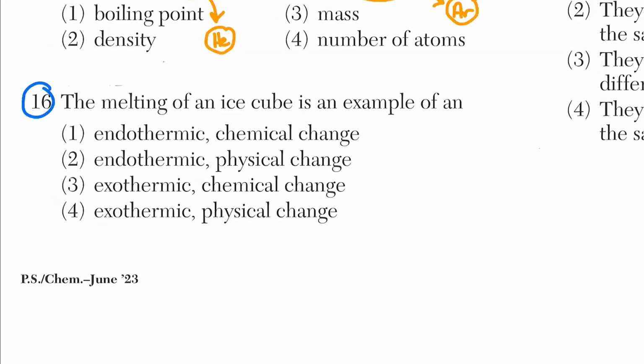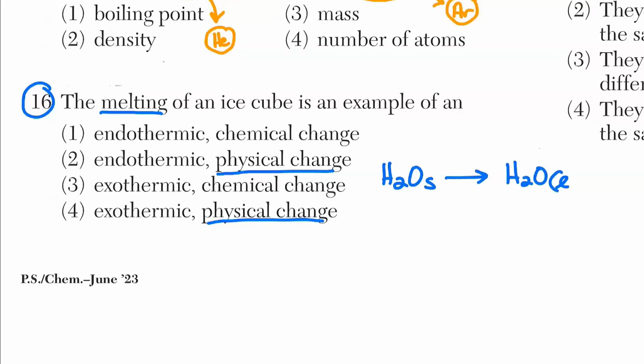Number 16, the melting of an ice cube. Melting, that's a phase change. Is an example of what? Well, all phase changes, my friends, are physical changes. You have to have that down. So, ice cube is ice, it's water, it's H2O, solid, and it's going to go to H2O, liquid. Liquids have more energy, so that's solid, I got a liquid. Now, my friends, that's a physical change.